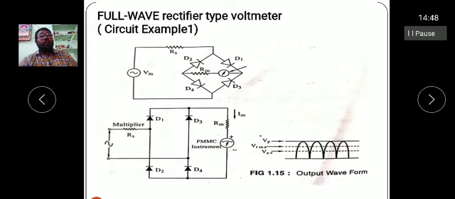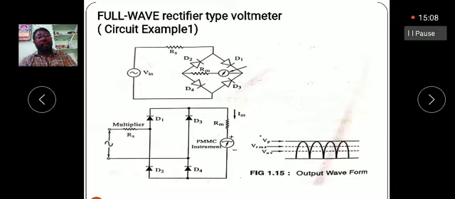Here we are using the 4 diodes, that is D1, D2, D3, D4, and in between the junction we are using the galvanometer. The meter resistance is Rm. This is the circuit diagram of the full wave rectifier circuit, in the normal form of circuit.